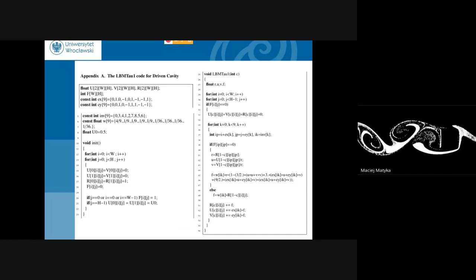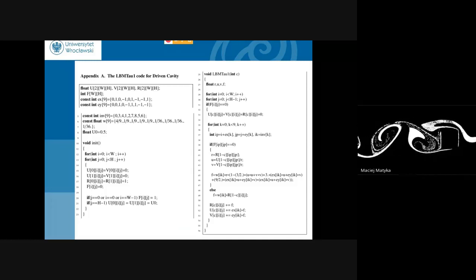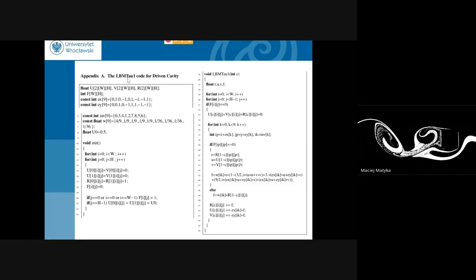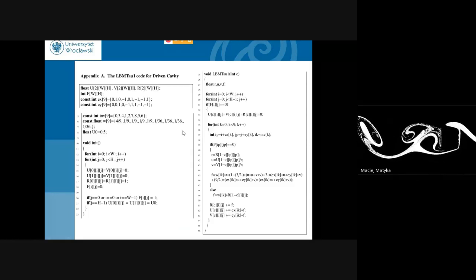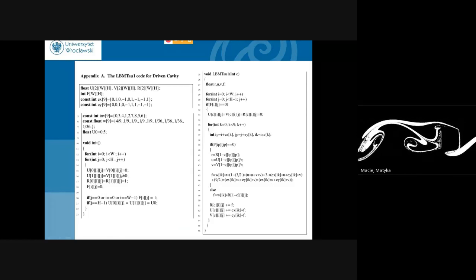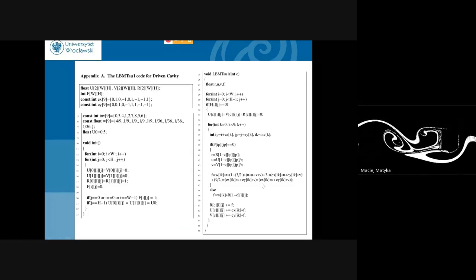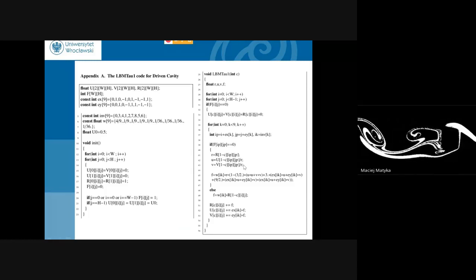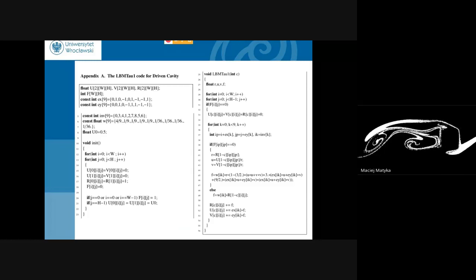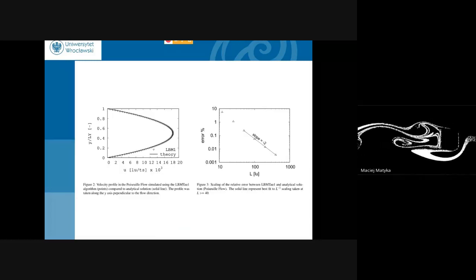And here is an implementation. It even looks simpler. It's a C implementation of this LBM. I called it LBM Tau 1. You may call it as you wish, but anyway, the thing is to see the simplicity. So after we initialize, it's much simpler than the BGK implementation. Okay.